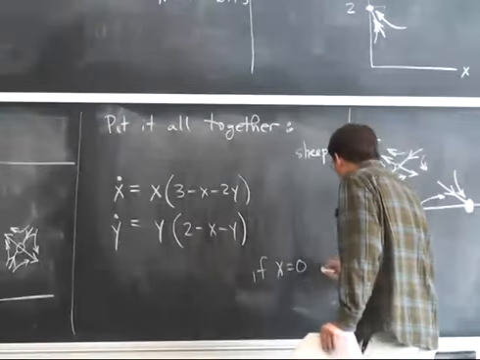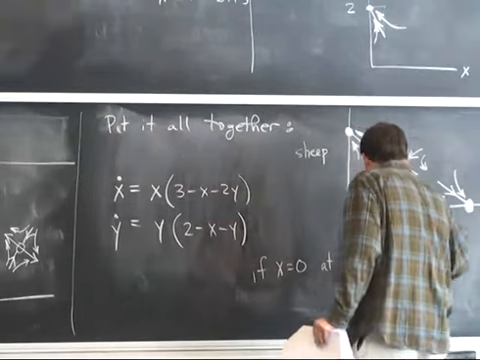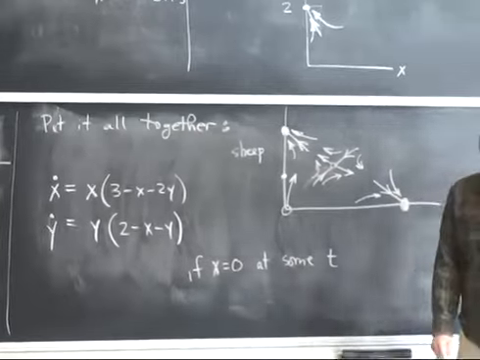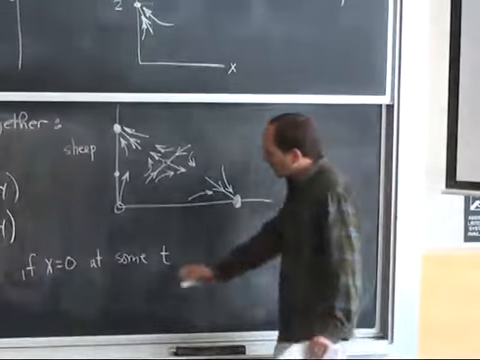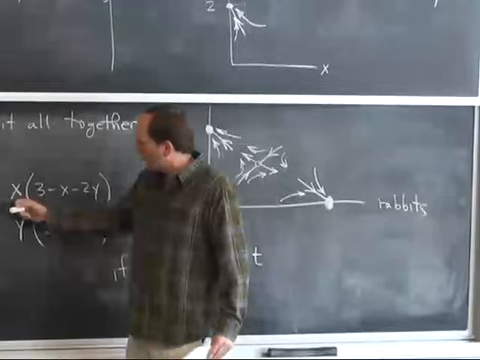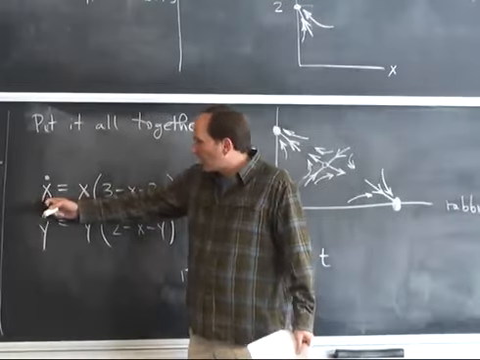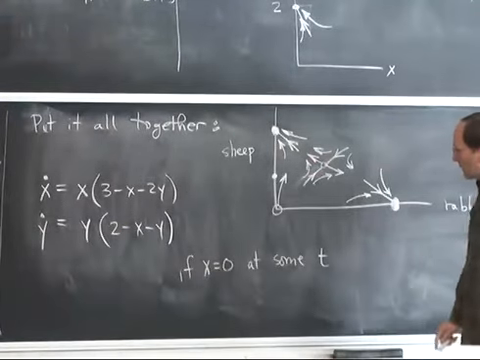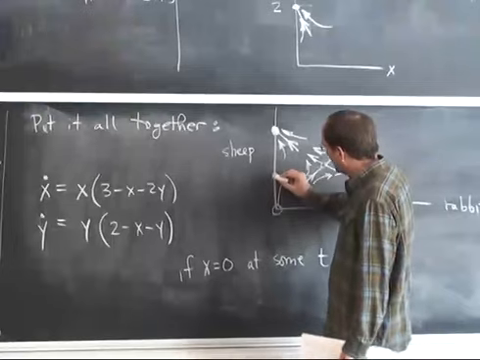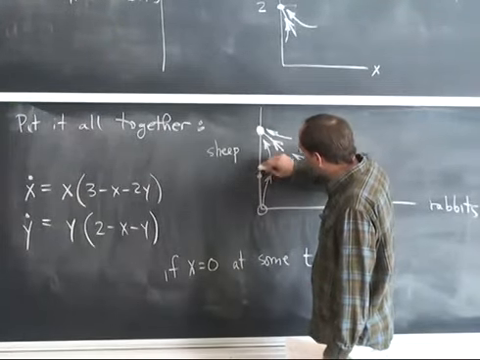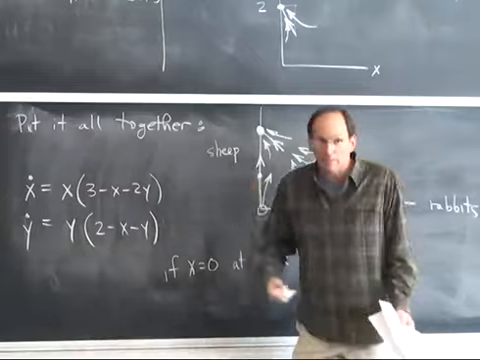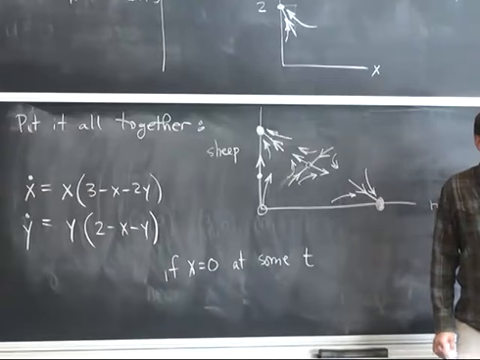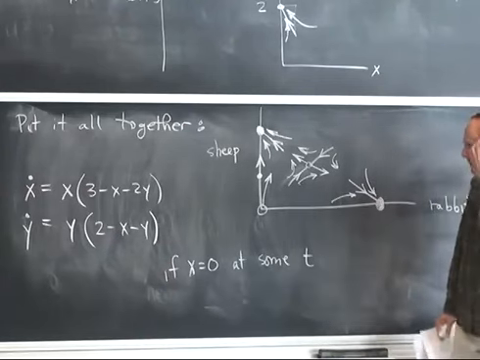So if x equals 0 at some time, that is to say, we're on this axis. All right, that's where x equals 0. Then notice that according to this, if x is 0, at that moment x dot will be 0. That means the x won't change. And you can convince yourself that if you're on the y-axis, you will stay there for all time. Which is all that's saying biologically: if there are no rabbits, there will never be any rabbits. Right? Makes sense. They don't come out of the atmosphere.